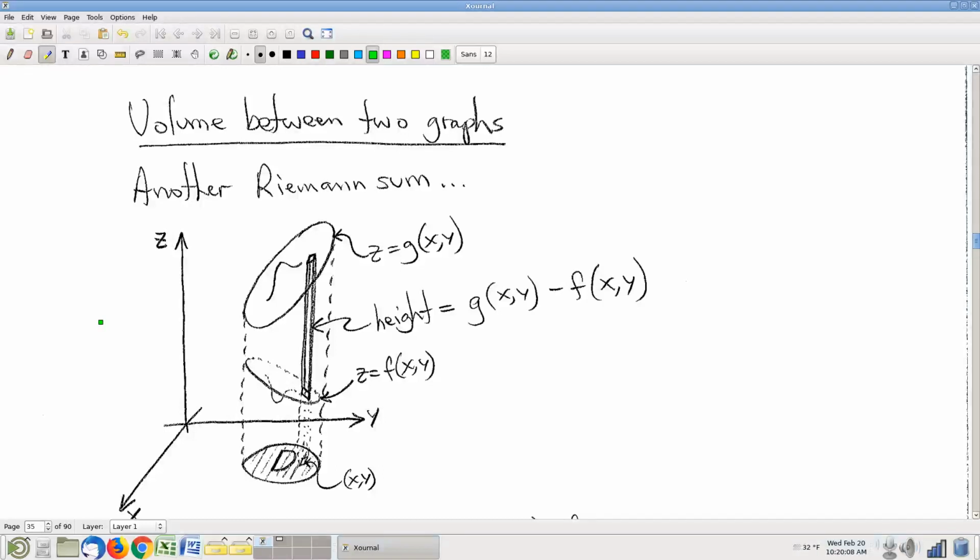Okay, time to get started. So here's where we were last time. Another application of Riemann sums. So the question is, how do you find the volume between two different graphs?